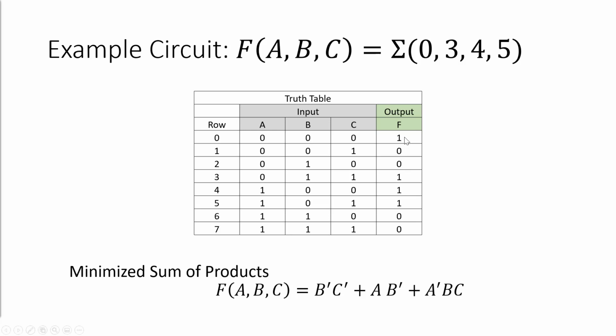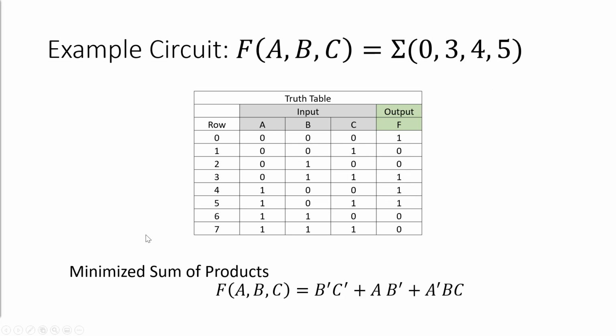And you'll see then that F is a 1 in row 0, where our binary inputs are 0, 0, 0. F is a 1 in row 3, corresponding to the 3. F is a 1 in row 4, and F is a 1 in row 5. And so the sigma notation tells you where the ones are in your outputs. And by default, anything not listed in here is a 0. For example, the zeros occur at 1, 2, 6, and 7.